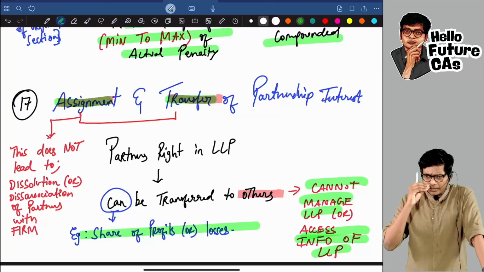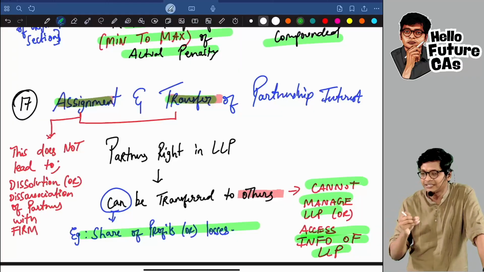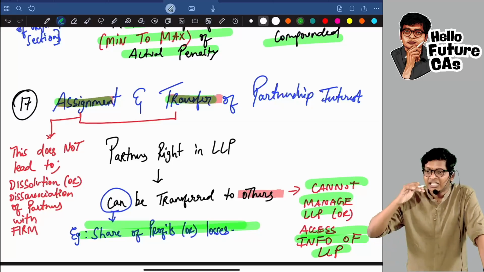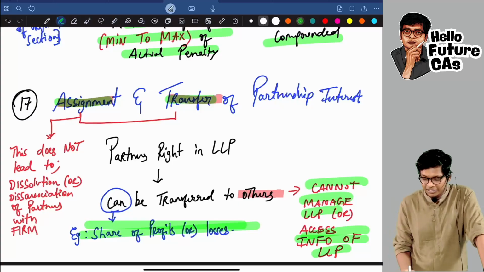So basically, if the share of profits is going to my sister, she will get the share of profits. She can't question. She can't take decisions. She can't ask how this breakup and all came. She can't get access to information.